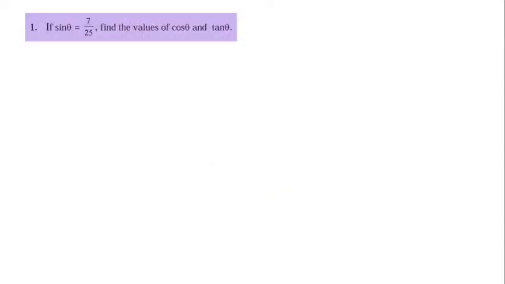So let's start with the first question. If sin theta is equal to 7 by 25, then find the values of cos theta and tan theta. We have to start with the given, that is, we are given that sin theta is equal to 7 by 25, and by using that we have to find the value of cos theta and tan theta.